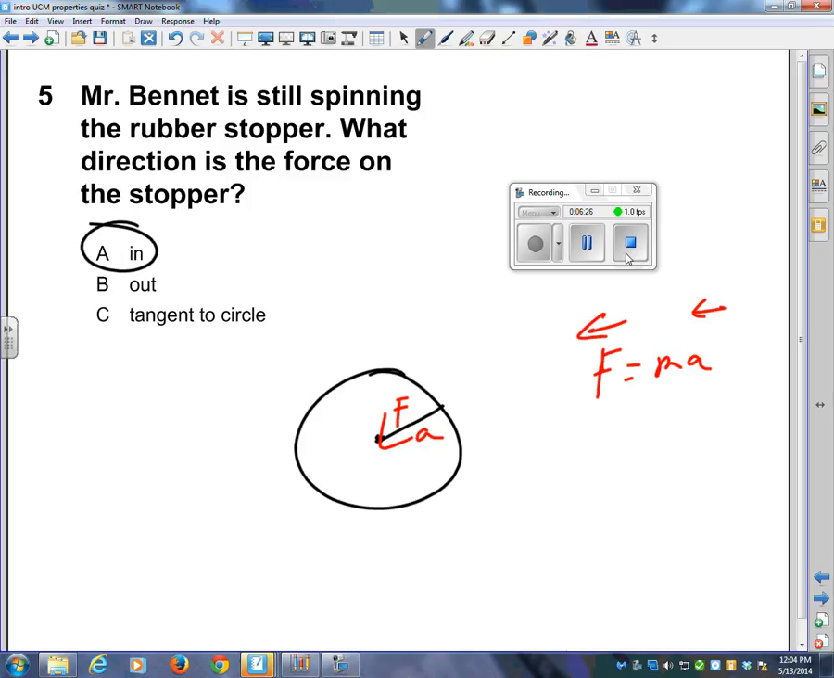Now, Mr. Bennett, how can there be a numerical acceleration when it's not changing speed? I'm questioning myself. How can there be a numerical value for the acceleration? Not a numerical value, I'd say. Vector value. It's a vector value. Theoretically numerical.